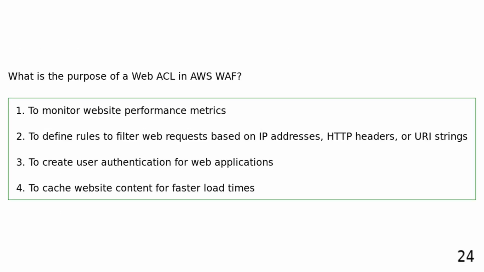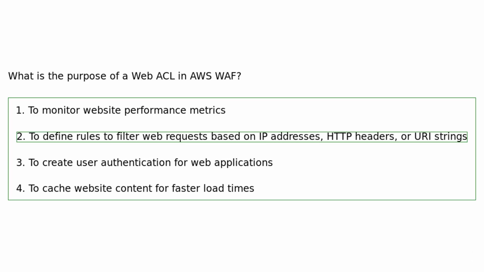What is the purpose of a Web ACL in AWS WAF? To monitor website performance metrics. To define rules to filter web requests based on IP addresses, HTTP headers, or URI strings. To create user authentication for web applications. To cache website content for faster load times.